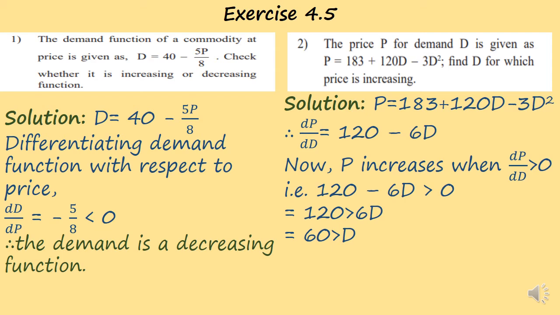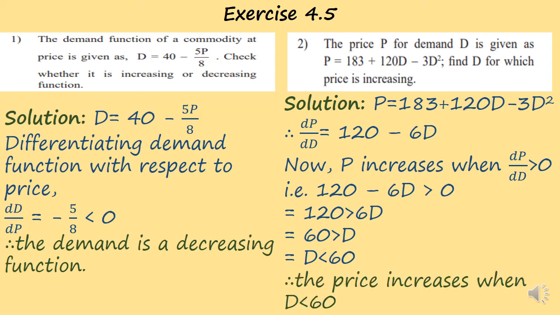Now we write this fact as D is less than 60. Pay attention to how we write the answer. So we write it as D is less than 60. By changing sides, the order relation also changes. Thus we say that the price increases when the demand is less than 60.